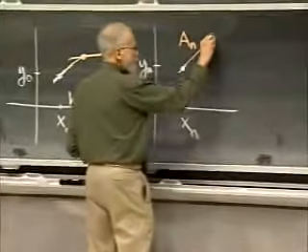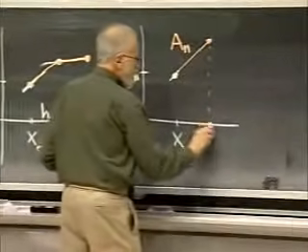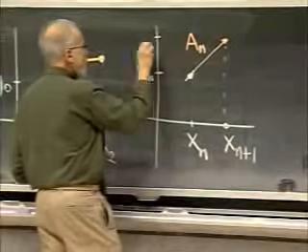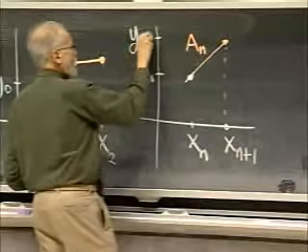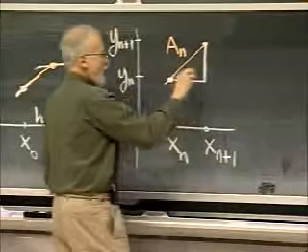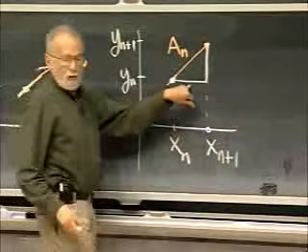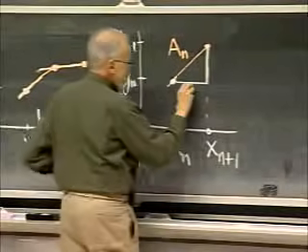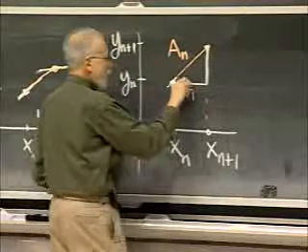Now, this is the new point, and all I want to know is, what are its coordinates? Well, the xn plus 1 is there. The yn plus 1 is here. Clearly, I should draw this triangle, complete the triangle. This side of the triangle, the hypotenuse, has slope an. This side of the triangle has length h.